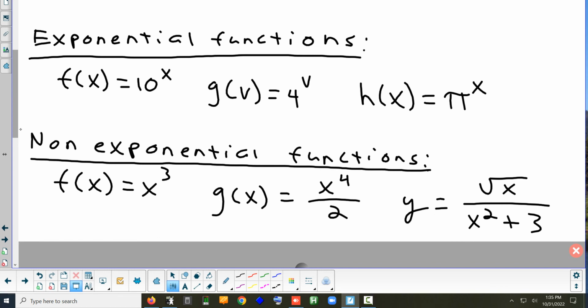These are not. Why isn't this first one an exponential function? What's wrong with it? Yeah, just because the exponent's not a variable. Yeah, the exponent is supposed to be a variable, so that's the problem with the first one. That's also the problem with the second one. And the third one doesn't fit the pattern that it's supposed to look like. It's supposed to look like this: y equals, at least in the simplest form, a base raised to a power. That's not what this one looks like. So none of those are exponential functions.